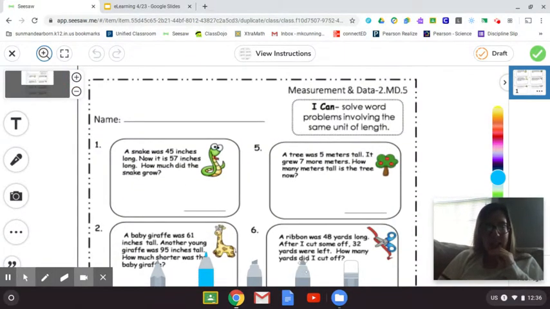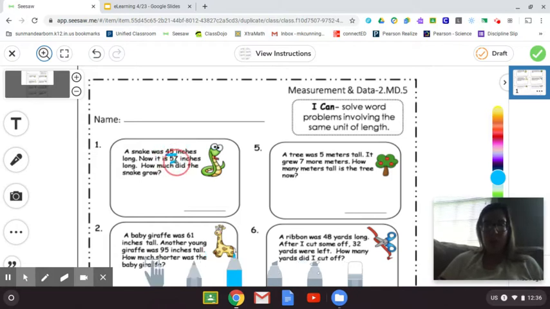Okay, so it says a snake was 45 inches long. Now it is 57 inches long. How much did the snake grow? So we know that it was 45 inches and now it's 57, and we want to know how much it grew. So think about it for a second. How could we solve this problem? So what we need to do is take 57.